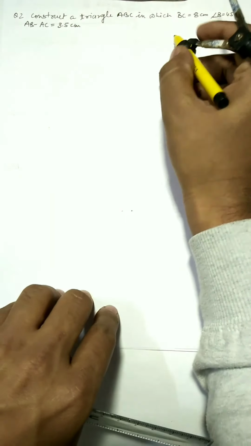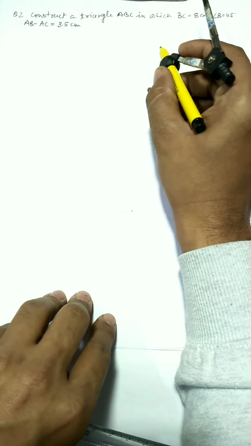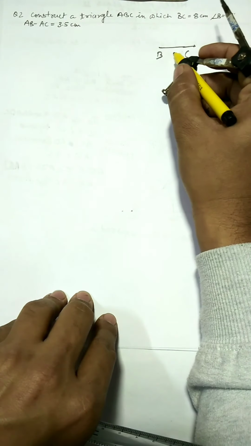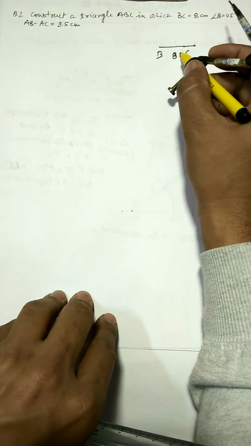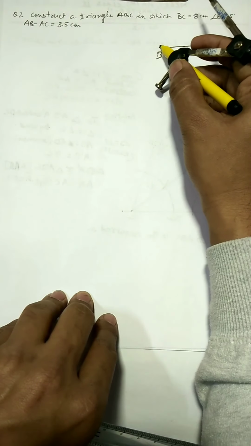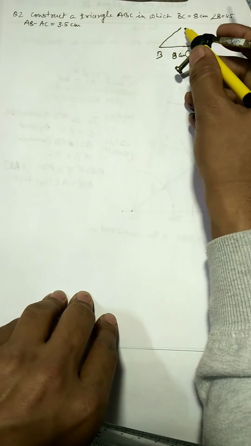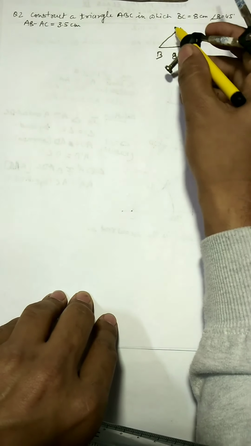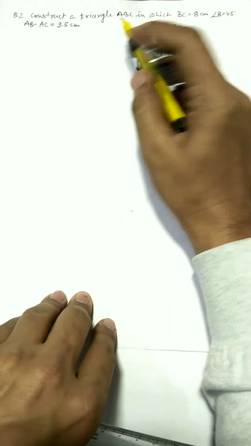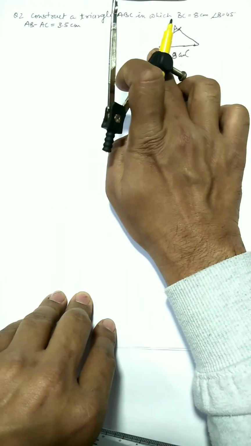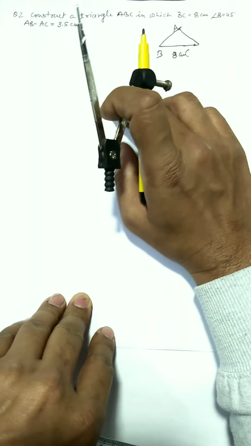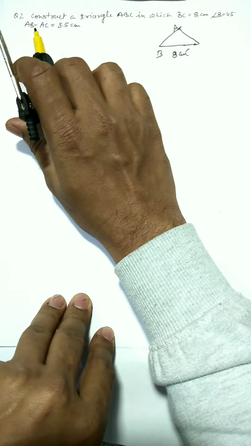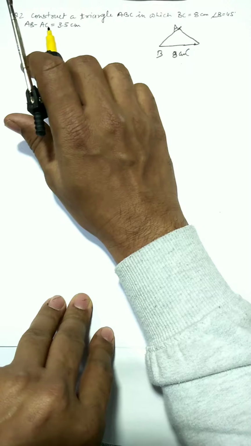So we can draw a rough figure. I'm taking BC as 8 centimeter, angle B as 45 degree. If I take some point A here and join it like this, you see that AB minus AC is 3.5. So now you may think of one thing, that in this case AB is bigger than AC.